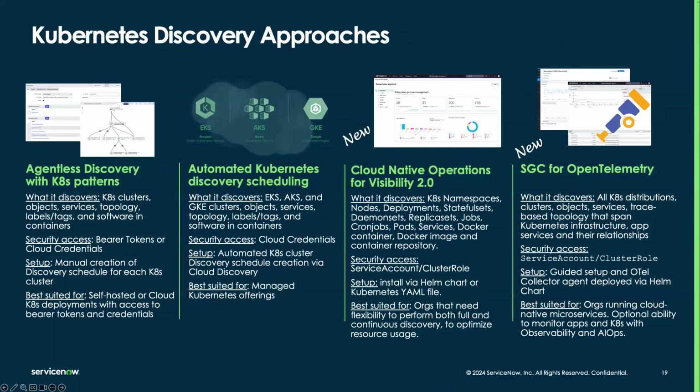Now, we talked about discovering traditional cloud environments. What about the cloud native environments? Kubernetes discovery. As you can see, we have 4 different approaches that vary based on the use cases that you want to cover for the discovery of your containerized environments. However, a recommended approach relies in either leveraging the cloud native operations for visibility or service graph connector for OpenTelemetry for those of you that are leveraging OpenTelemetry.